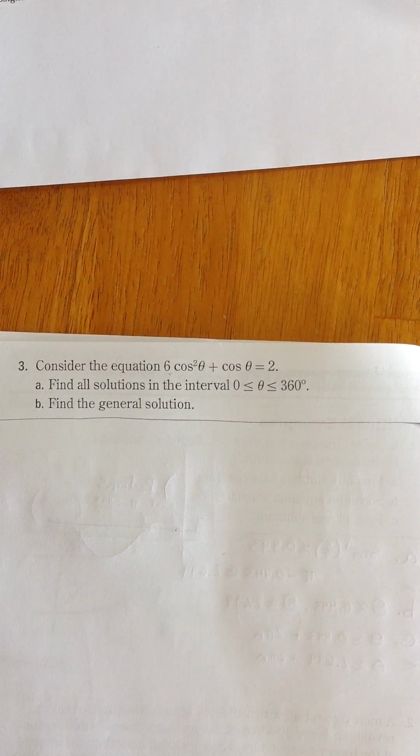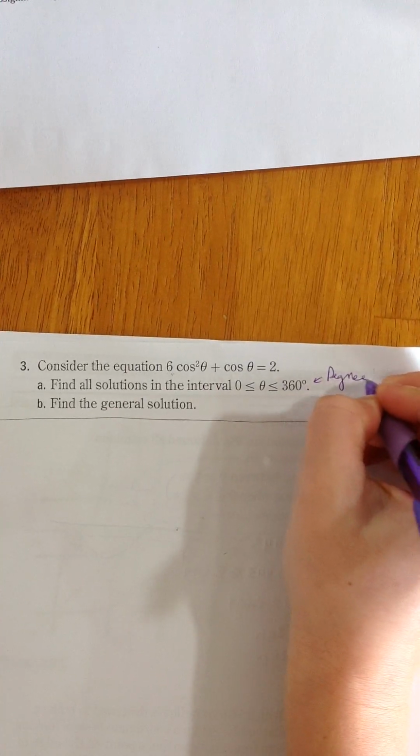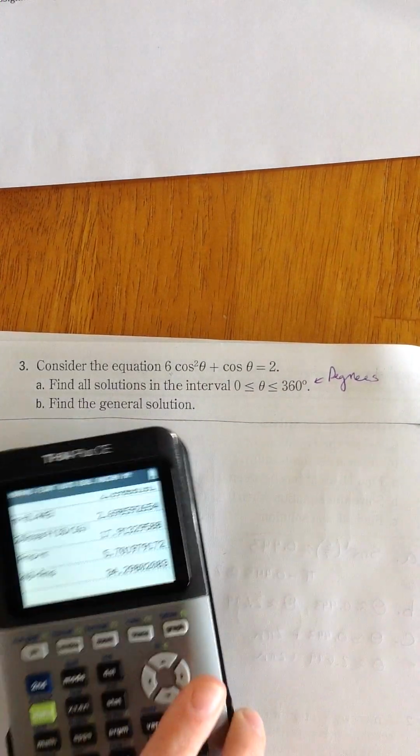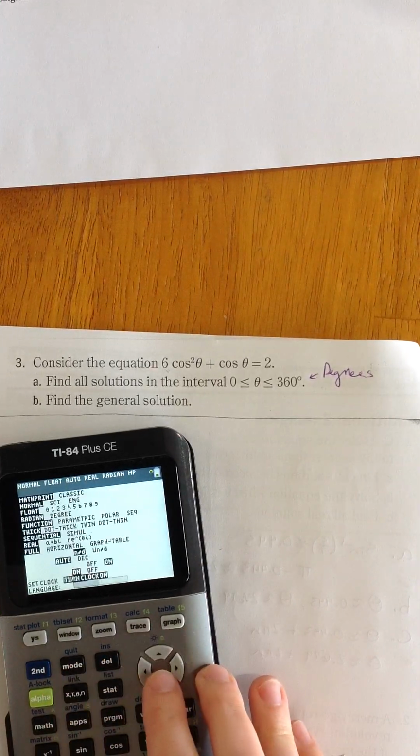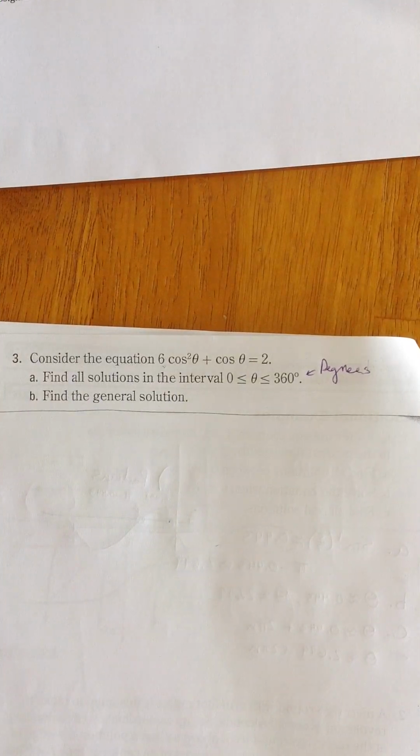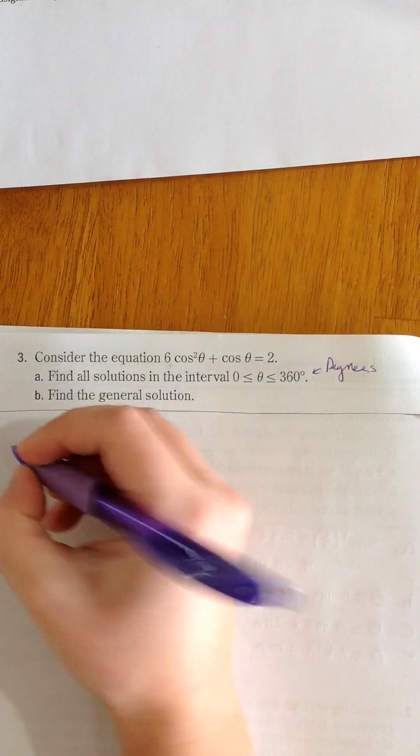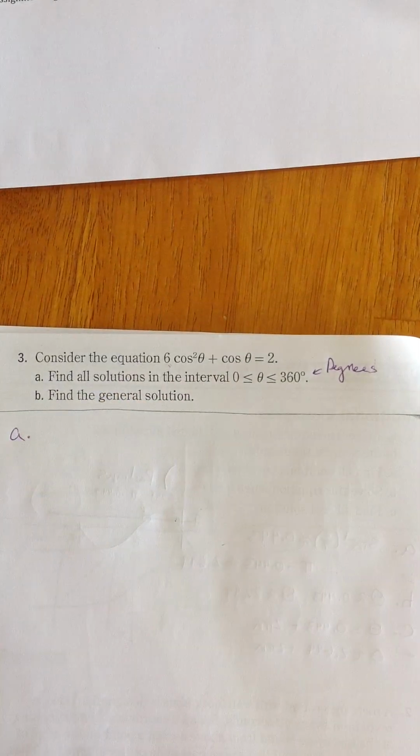So here it says, consider the equation 6 cosine squared theta plus cosine theta is equal to 2. And they want us to find all the solutions between the interval of 0 and 360. So because that's 360 there, that's degrees. So before I do anything, I'm just going to switch my calculator back to degrees, just so I don't forget that. Okay, so then what you want to do here is, basically you're solving this for whatever the theta is.